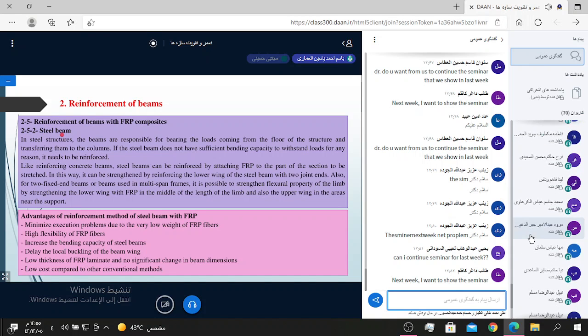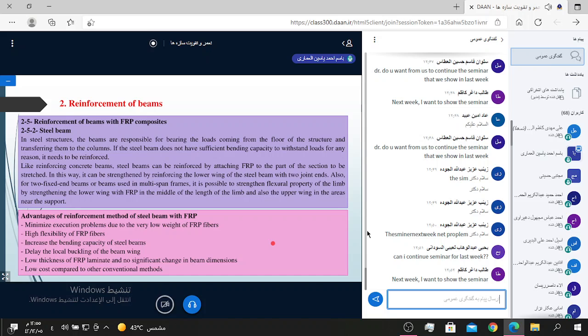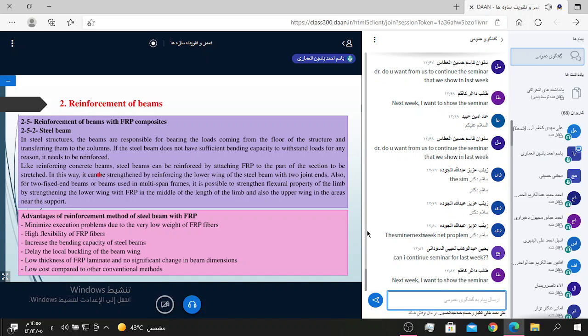Yes, doctor. Steel beam. In steel structures, the beams are responsible for bearing loads coming from the floor of the structure and transferring them to the column. If the steel beam does not have sufficient bending capacity to withstand loads for any reason, it needs to be reinforced, like reinforced concrete beams. Steel beams can be reinforced by the FRP technique applied to part of the section.